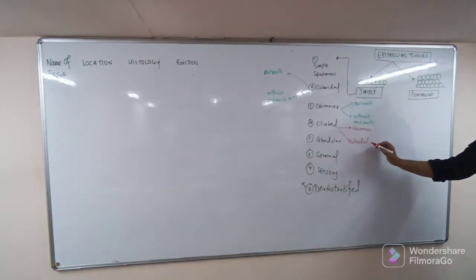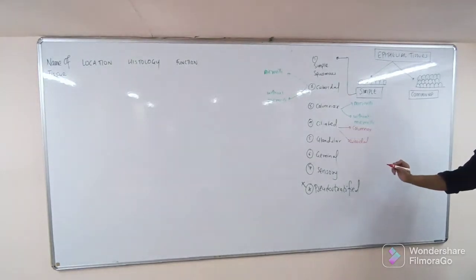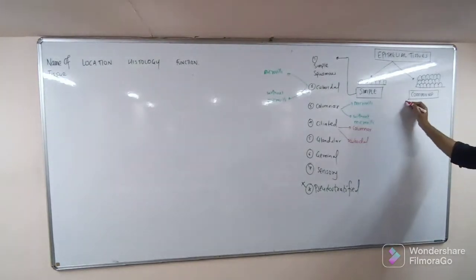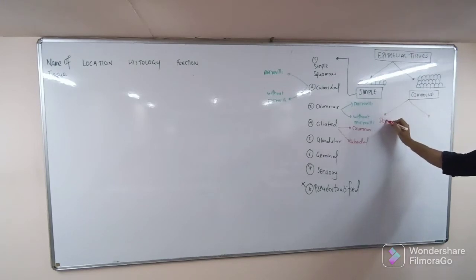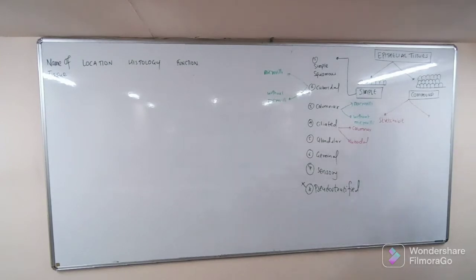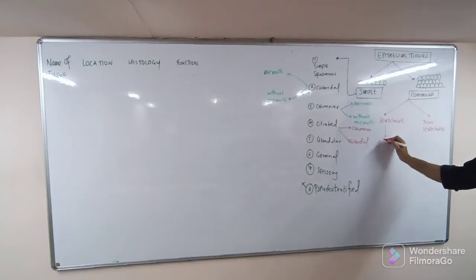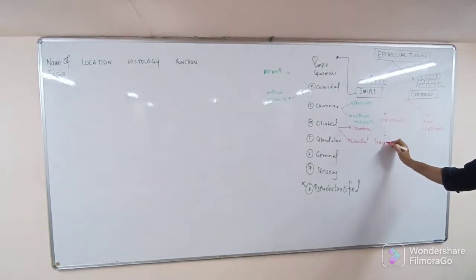Ciliated can either be ciliated columnar or ciliated cuboidal. In compound epithelium, the epithelia can be stretchable, or it can be non-stretchable. When it is stretchable, it's a type of epithelium called transitional.